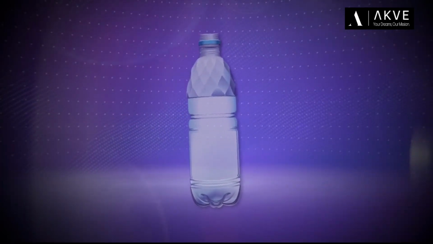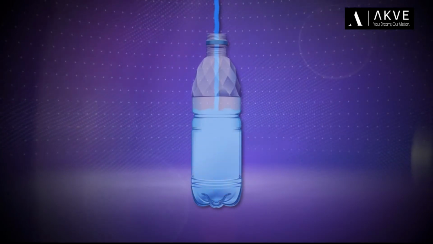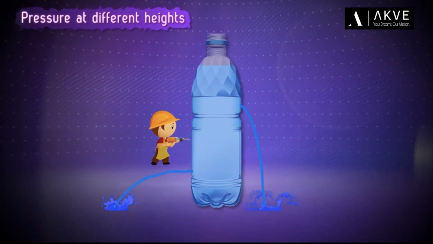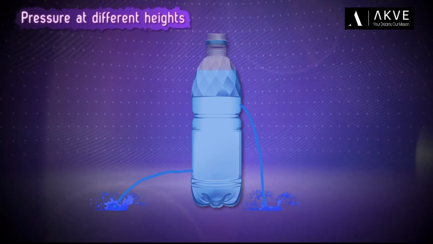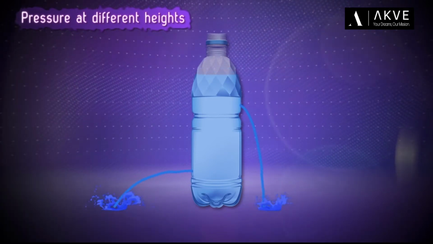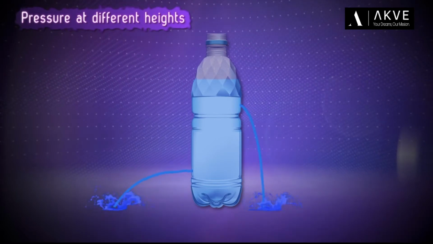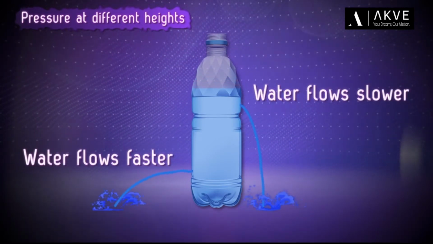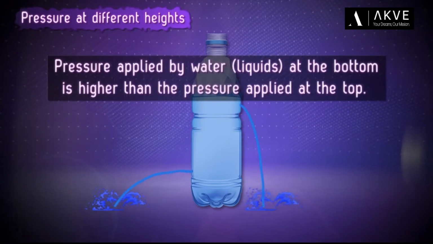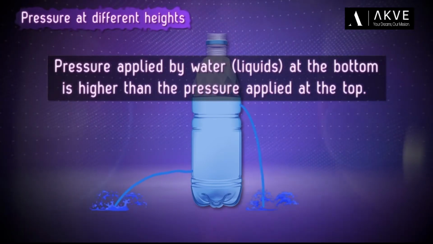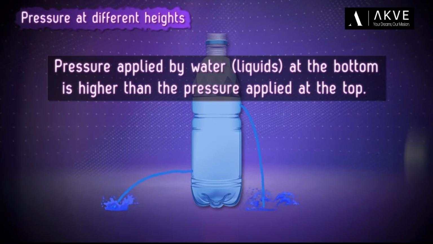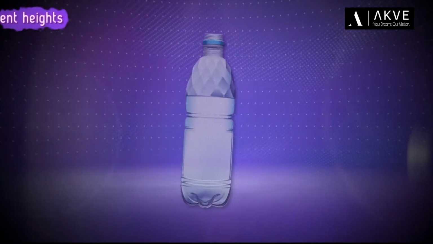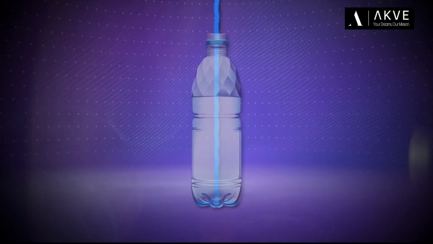Take a plastic bottle filled with water. Poke a hole towards the top of the bottle and poke another hole towards the bottom. What can you say about the flow of water through the two holes? Well, clearly, the water flows much more rapidly through the bottom hole than the top hole. This means that the pressure applied by water at the bottom is higher than the pressure applied by water at the top. Great! Now take a new bottle filled with water again.